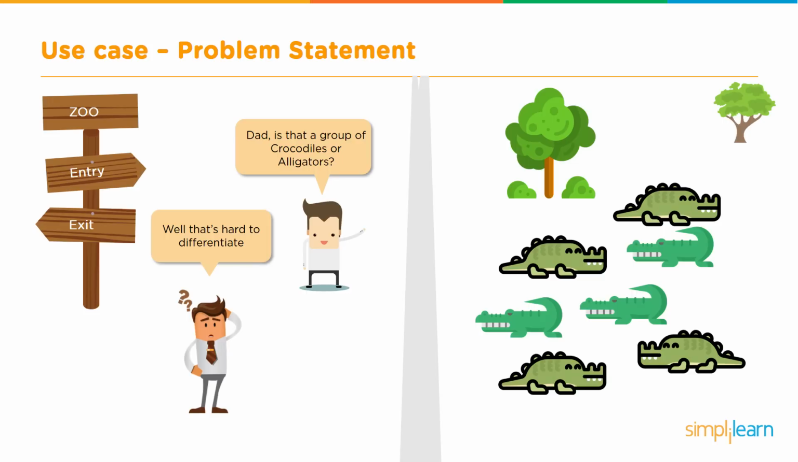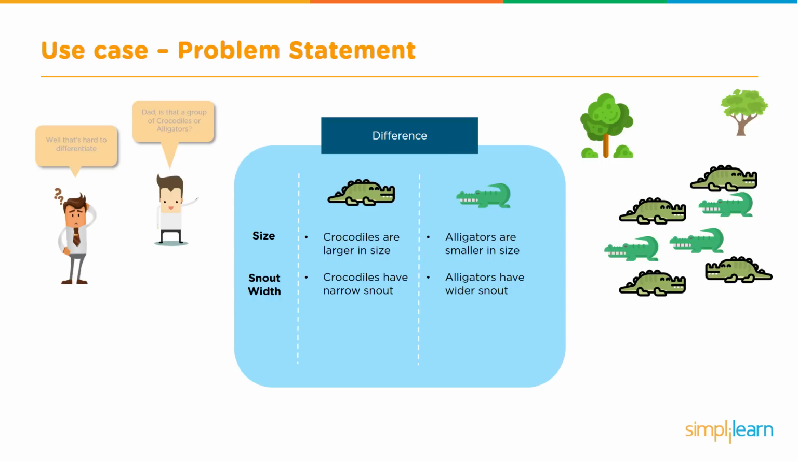And zoos are a great place to start looking at science and understanding how things work, especially as a young child. And so we can see the parents sitting here thinking, well, what is the difference between a crocodile and an alligator? Well, one, crocodiles are larger in size, alligators are smaller in size. Snout width, the crocodiles have a narrow snout and alligators have a wider snout.